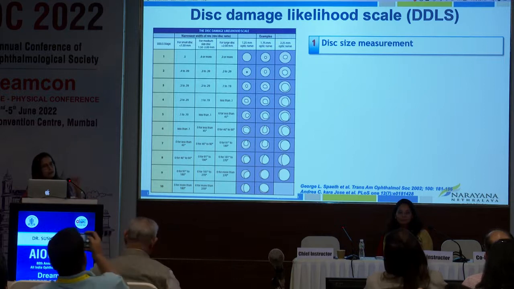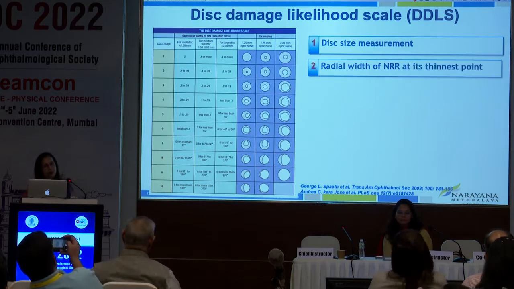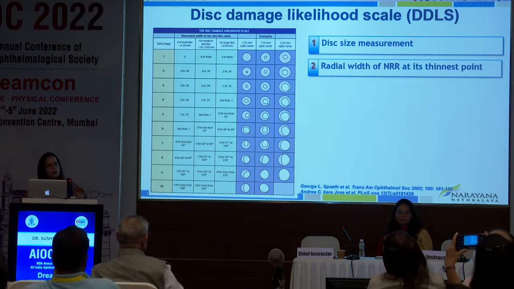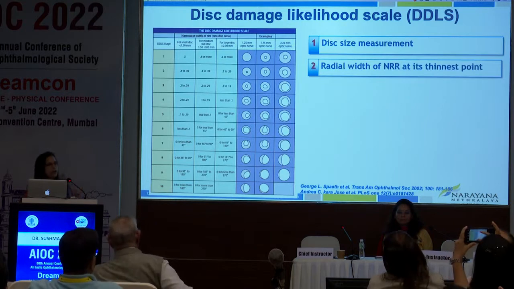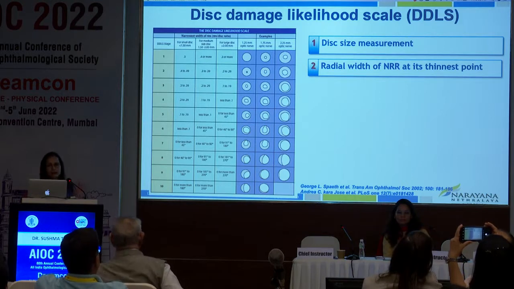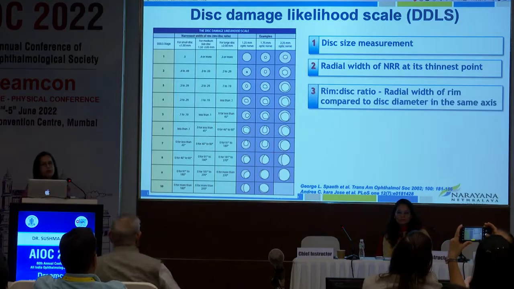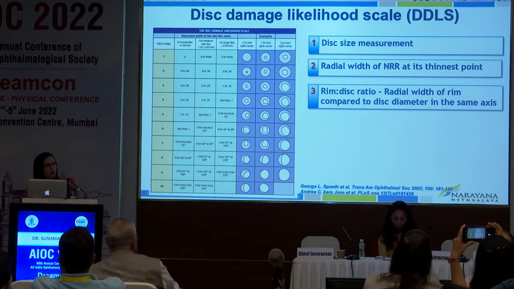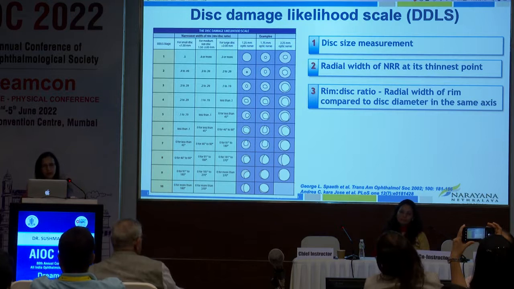That is the disc size measurement it takes into account. It takes into account the neuroretinal rim thickness. So it looks at the radial width of the neuroretinal rim at its thinnest point, and that is the rim disc ratio that we look at. It does not take into account the CD ratio. It takes into account the rim disc ratio at the thinnest point.